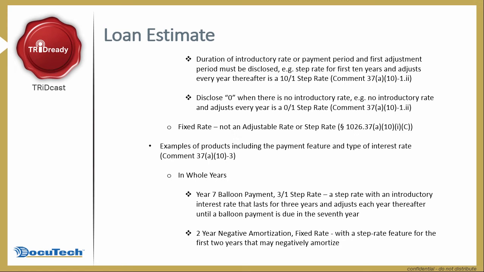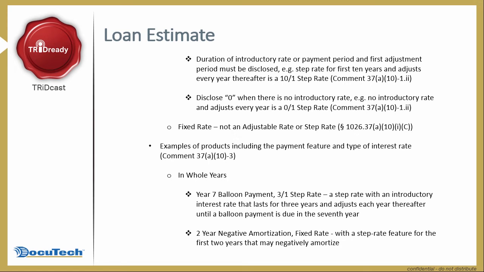And as before in the previous examples for the adjustable rate, if there is no introductory rate with the step rate, then you would disclose 0. So a no introductory rate that adjusts every year would be a 0/1 step rate. A fixed rate is defined as anything that is not an adjustable or step rate. So the only thing that would be listed is the fixed rate. And if there is an additional feature, the fixed rate would be listed first.